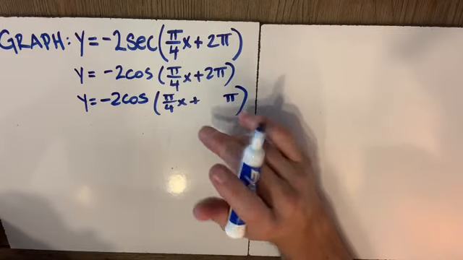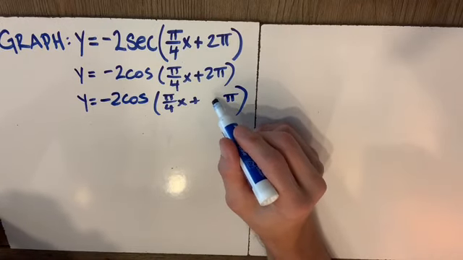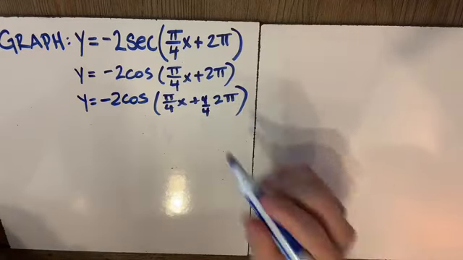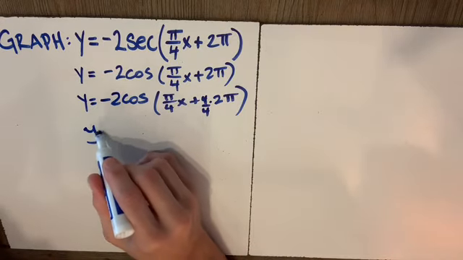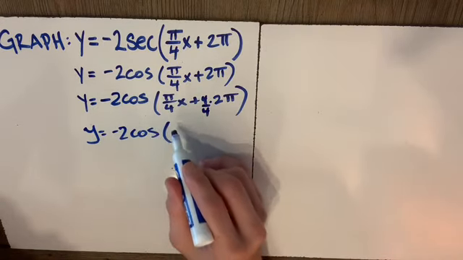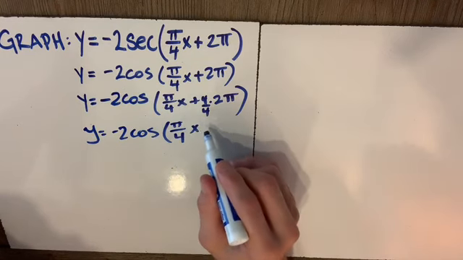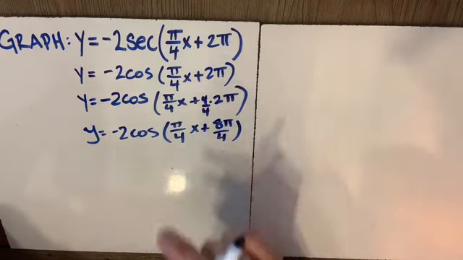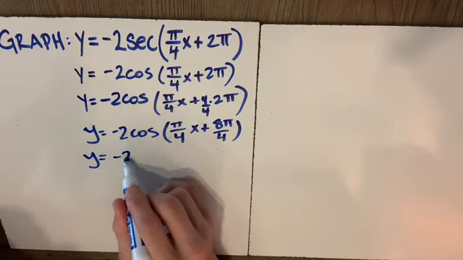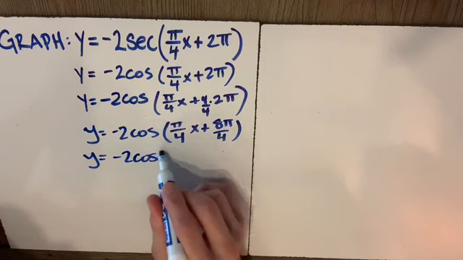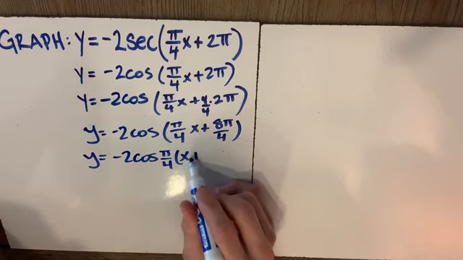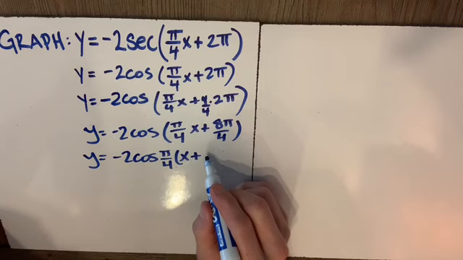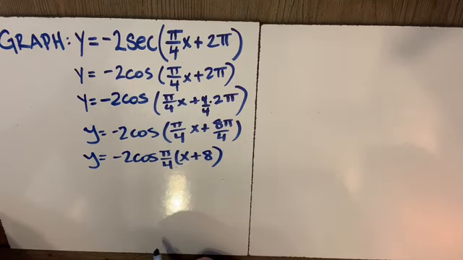And I want a pi over 4. So if I have that 2 pi and I have to divide it by 4, I also have to introduce a 4 in the numerator to give us y equals negative 2 cosine of pi over 4 x plus 8 pi over 4. Now, 8 pi over 4 is the same as 2 pi, which allows us now to write this as negative 2 cosine of pi over 4 x plus, if I pull out a pi over 4, I'm left with 8 on the inside there.